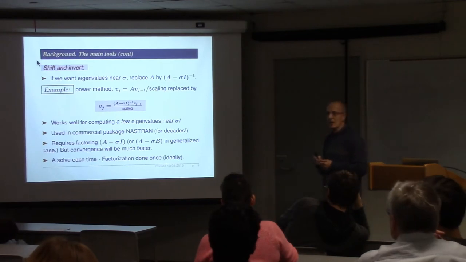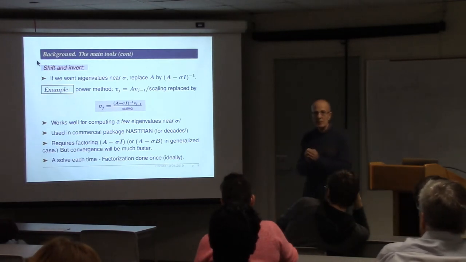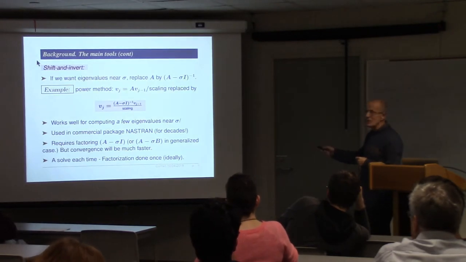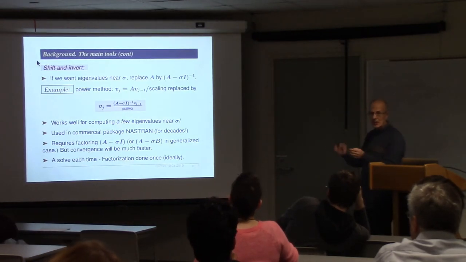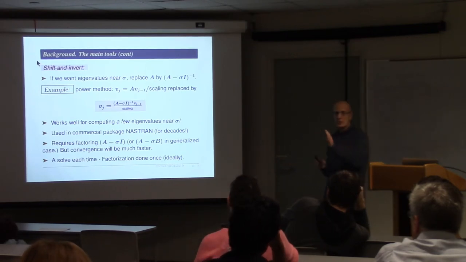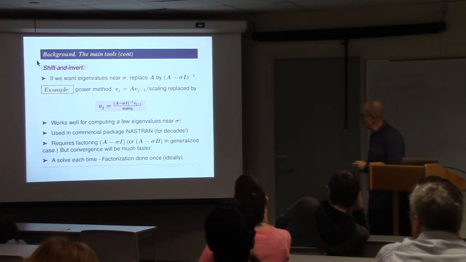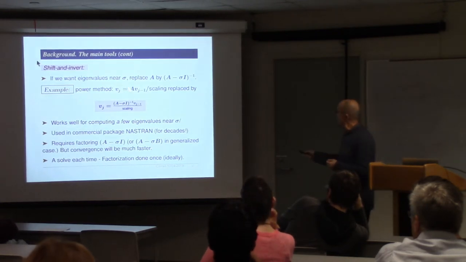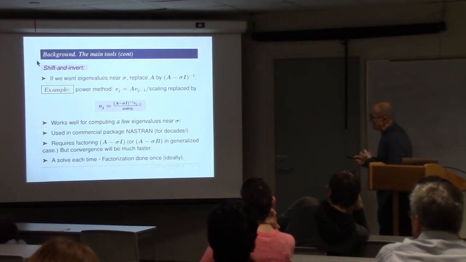Convergence would depend on the separation of the eigenvalues. And these would tend to be extremely well separated near sigma, because there's a pole in there. So they would be extremely well separated, and the convergence would be extremely fast. Of course, the drawback is you have to invert the system, you have to solve the system. So that's still used a lot.